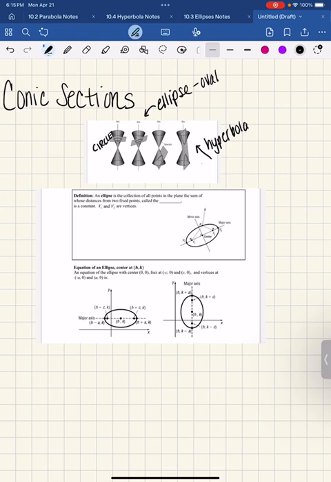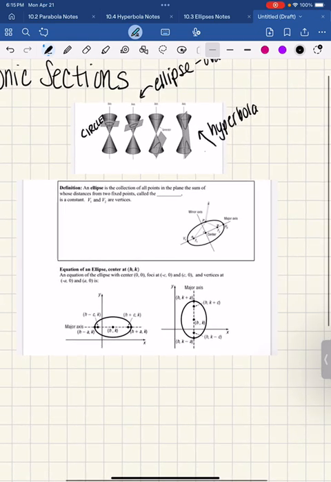And an ellipse is what's created. It's the collection of all points in the plane such that the sum of the distances from two fixed points, known as the foci, is constant. Foci is the plural of focus. So foci create an ellipse.